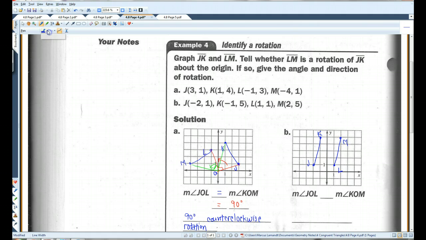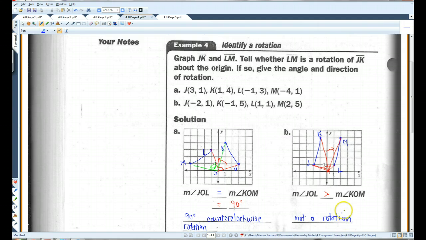If you were to measure these, here's the origin again. Angle JOL, this angle, does not equal this angle. It's actually very obvious that this obtuse angle does not equal this acute angle. Okay, so this JOL is actually much bigger than KOM. Switch back to blue. So this is not a rotation.